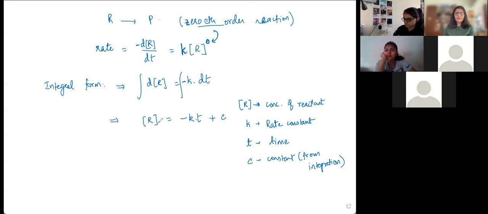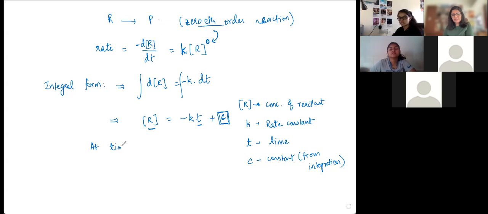Okay. All right. Now this makes sense. This is what we are tracking as time goes by: how does the concentration of the reactant change? But C is like an unknown random mathematical thing that came up, right? How can we find out the value of C? At time equal to 0, the concentration of the reactant is equal to C.